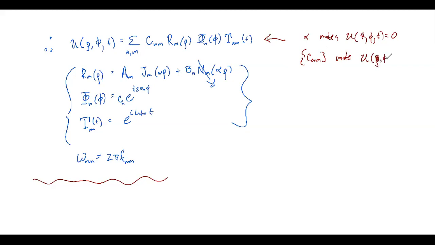So u(ρ, φ, 0) and u̇(ρ, φ, 0) are the two functions that were given to us. The alphas scale the Bessel functions so that they die off at the edge of the drum, and the collection of coefficients do what they need to do to satisfy the initial value problem.